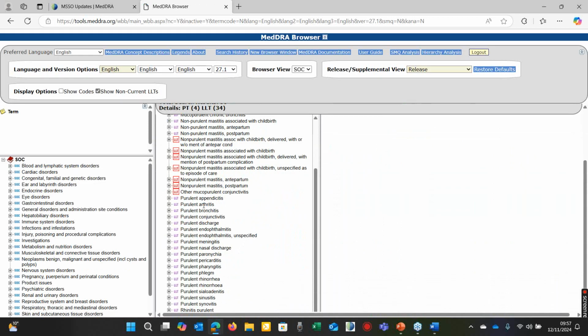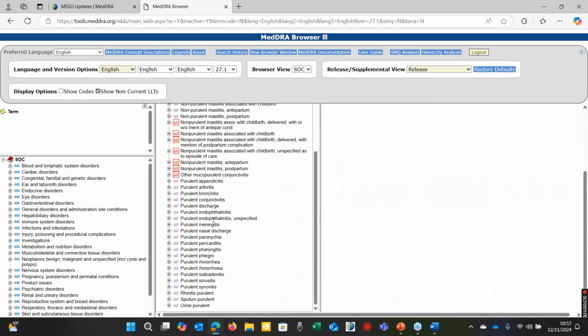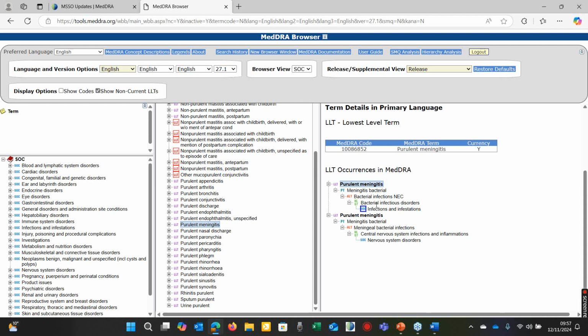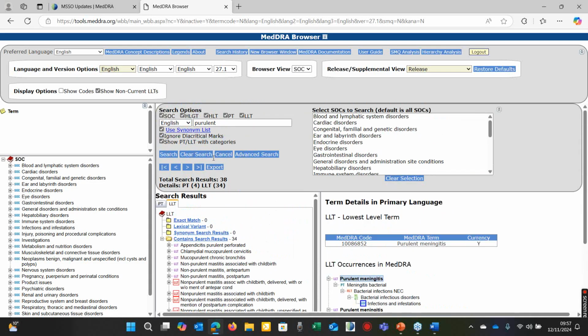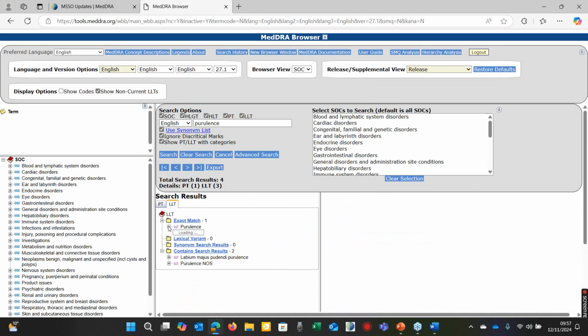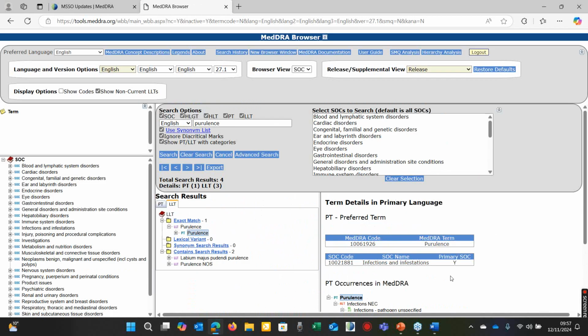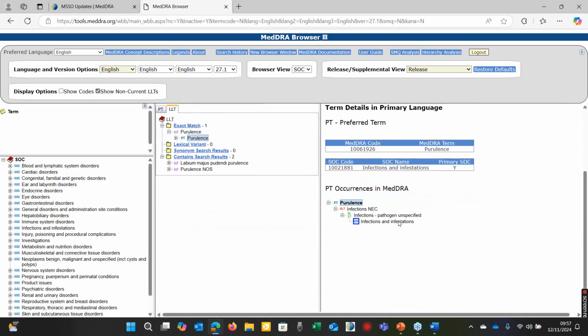And you can see there by entering both purulent or suppurative, you see how many terms there actually are in MedDRA. We can see purulent meningitis, for example. That one again goes with bacterial, but not all of them. Purulent discharge or purulence, that was another of the ones I gave you. Just even purulence, meaning the pus formation. Purulence, and that's under infections, of course, pathogen unspecified, and their site unspecified, not elsewhere classified.